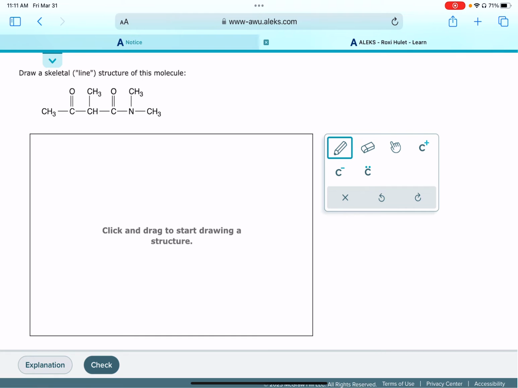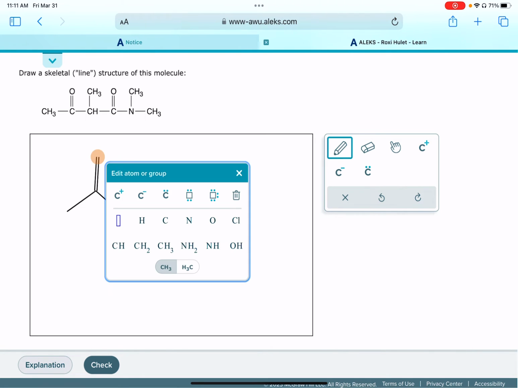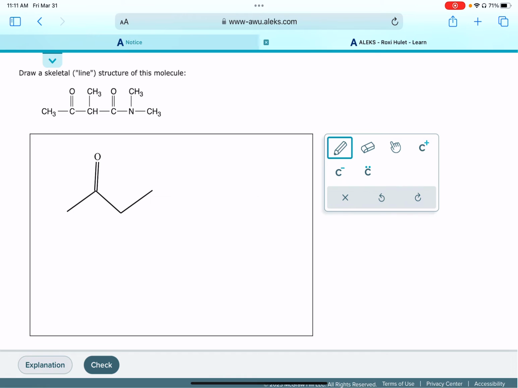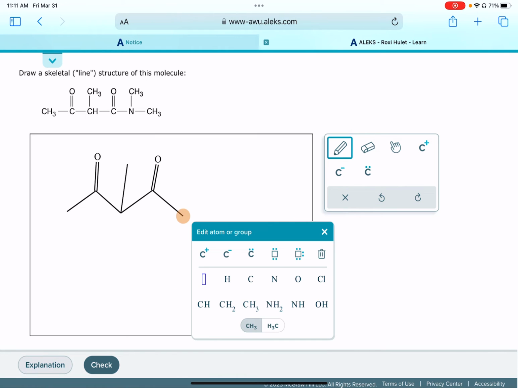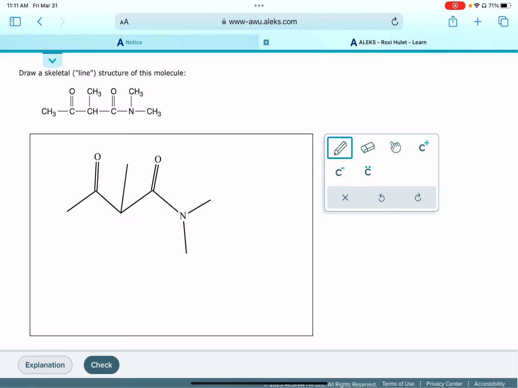Ooh, this one, maybe it will be okay, maybe it won't be okay. So I'm going to start by drawing, I've got 4 carbons in a row. I've got a double bond to an oxygen atom. Let's put an oxygen up there. I've got a methyl on that 3rd carbon over. Got another double bond to an oxygen, like that. Got a nitrogen right here and a couple of methyls. And I think ALEKS is going to like this as well.